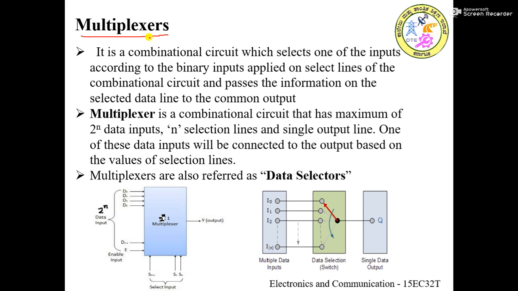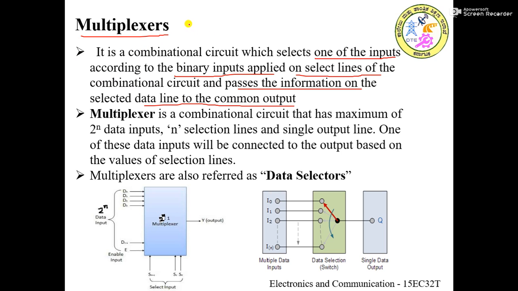These are the kind of combinational logic circuits which select one of the inputs according to the binary inputs applied on the select lines of the combinational logic circuit, and pass that information on the selected data line to the common output. This is quite a cumbersome definition initially. At first look it seems cumbersome, but actually, multiplexers are combinational logic circuits.